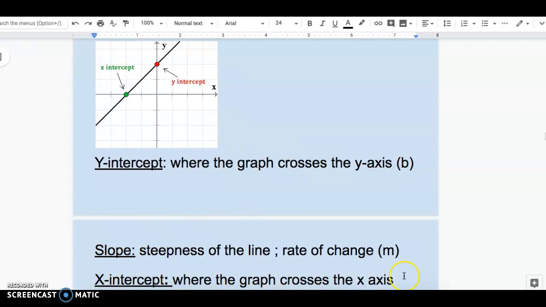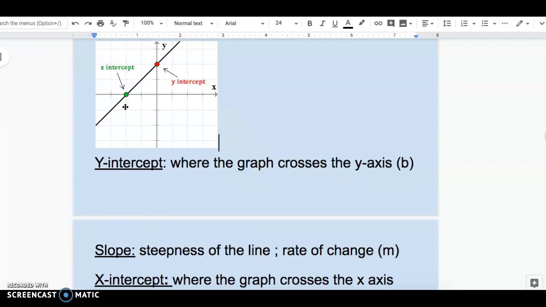We haven't quite learned how to find that with our equation, but we can certainly find it on a graph. So if this is our y-axis, we can see that the y-intercept is where the line crosses that y-axis, so it would be positive 2. This is our x-axis, and where the line crosses the x-axis is the x-intercept, which in this case is negative 2. To find the slope, it's rise over run.